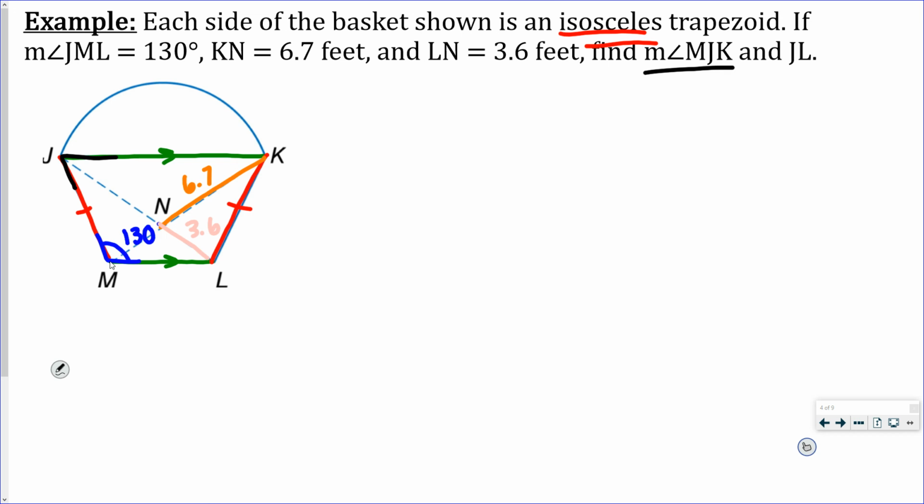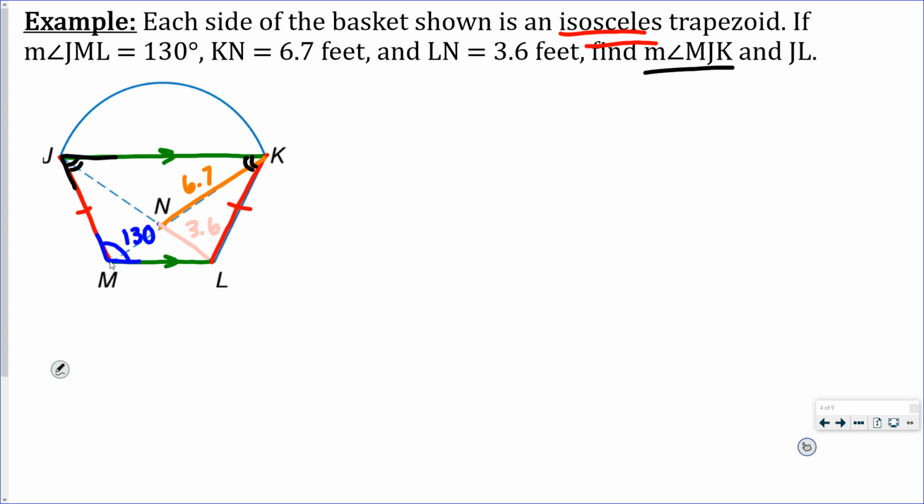MJK is right here. There are a couple ways you could do this. First, since this is an isosceles trapezoid, if this angle is 130, what is this base angle also going to be? 130. The base angles are congruent. So we could calculate, all right, these add up to 260. I know the total interior angles have to add up to 360. 360 minus 260 is 100. And I know these also have to be congruent because it's an isosceles trapezoid, meaning I get 50. That's one way you could do it.